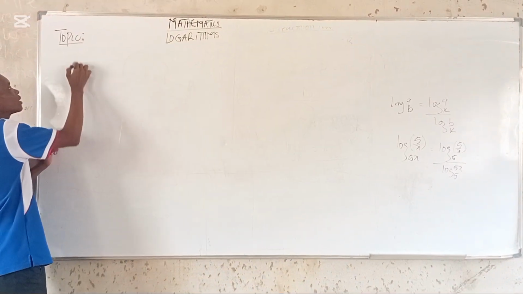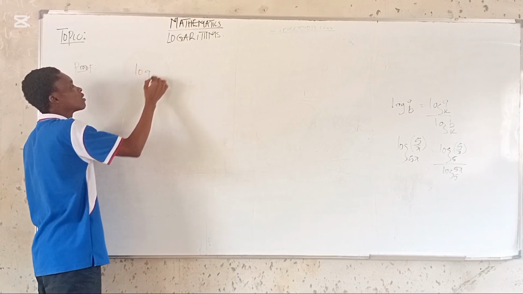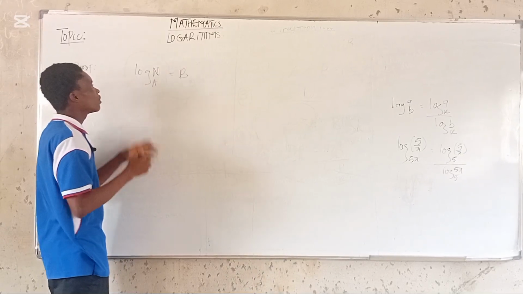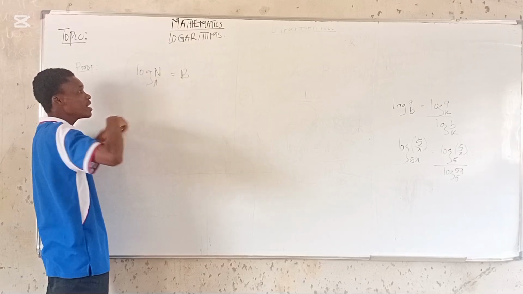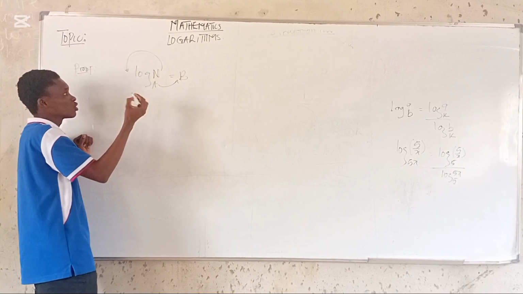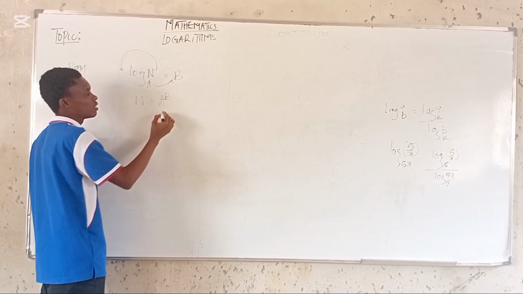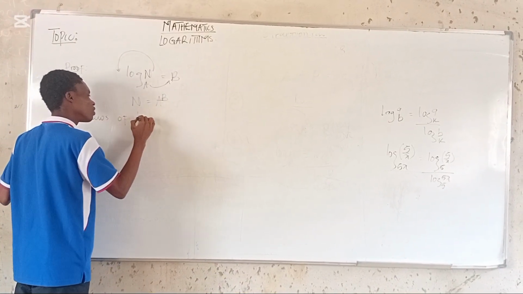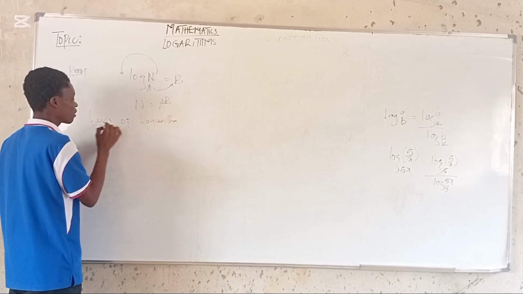Proof. All what I'm trying to say is that if we have log n base a, all should be equals to b. A log of a number n to a certain base a is the power to which this base must be raised to obtain the number. So what I'm trying to say is that this one is coming back: n equals a to power b. And we have the laws of logarithm.